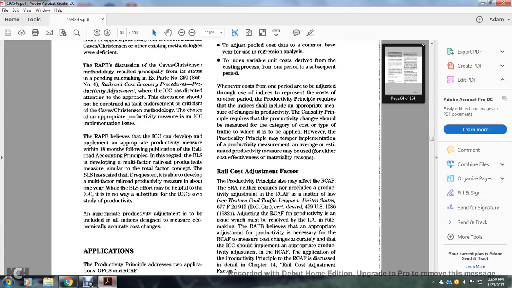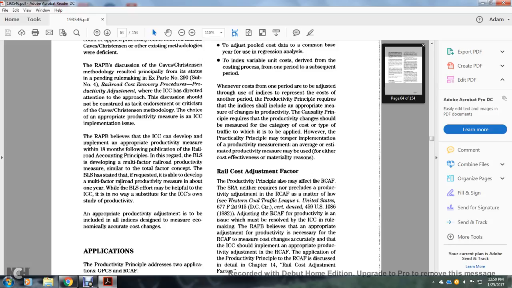In this regard, the BLS is developing a multifactor railroad productivity measure similar to the total factor concept. The Bureau of Labor Statistics was requested to develop the multiple factor railroad productivity measure, in about one year. This effort may be helpful, but in no way substitutes for the Interstate Commerce Commission's own study of productivity.